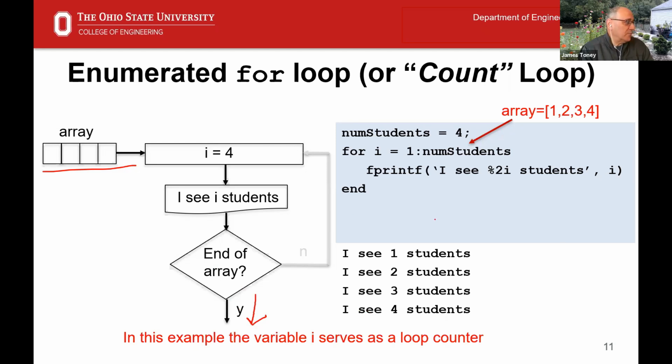Right, so that's basically what a for loop really does. You give it some array, and it repeats whatever is in this block of code for each element of that array.